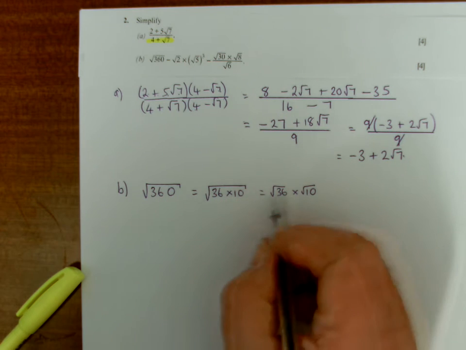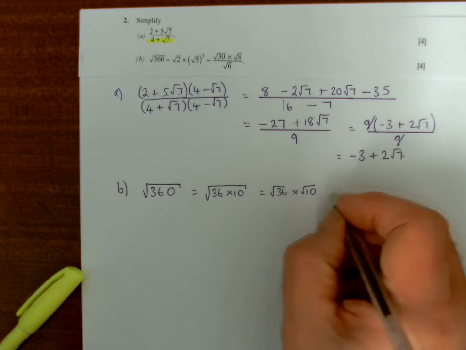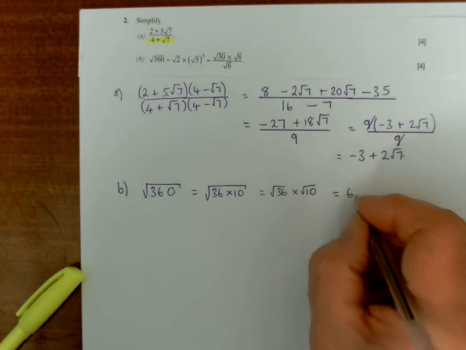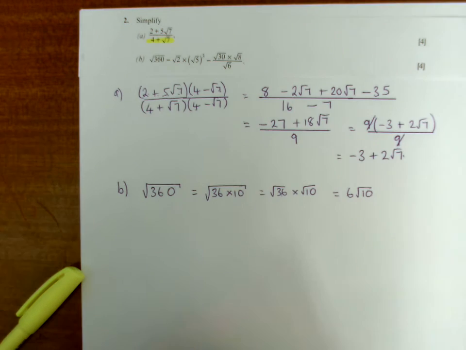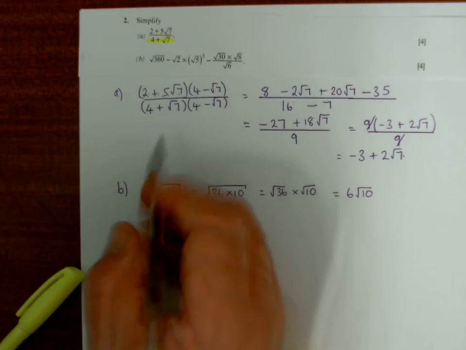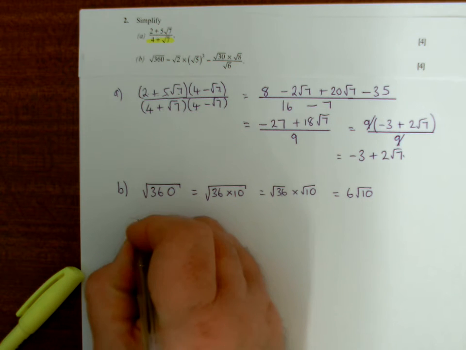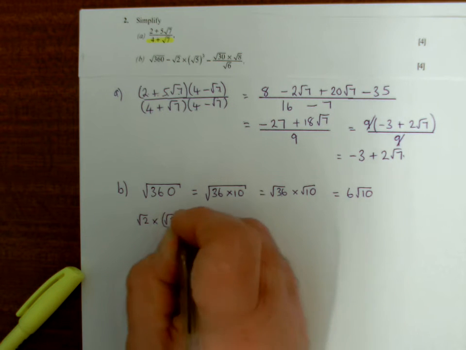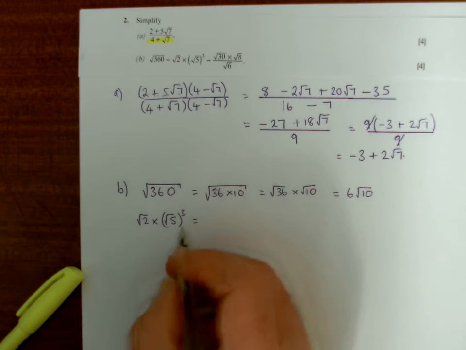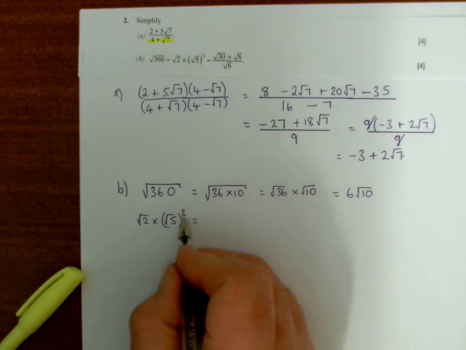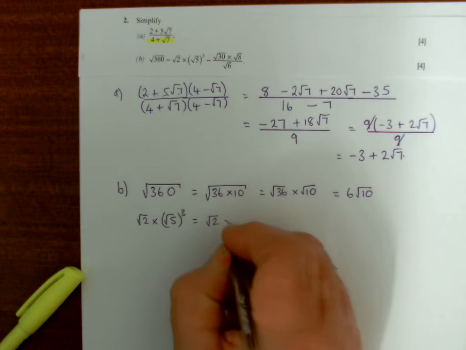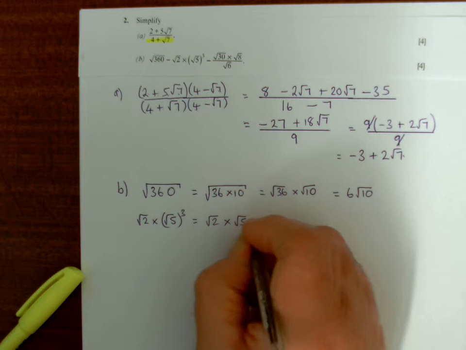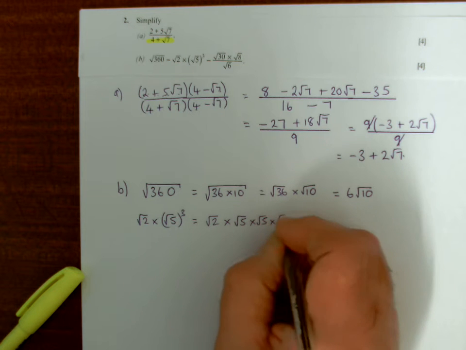Okay, so the square root of them separately, and the square root of 36 is 6, and square root of 10 I can't do anything with. So the first term is 6 root 10. I'll take the second term, that's root 2 times root 5 cubed. So let's rewrite this, getting rid of the cubed. Root 2 times, and when I cube something I times it by itself 3 times. That's root 5 times root 5 times root 5.